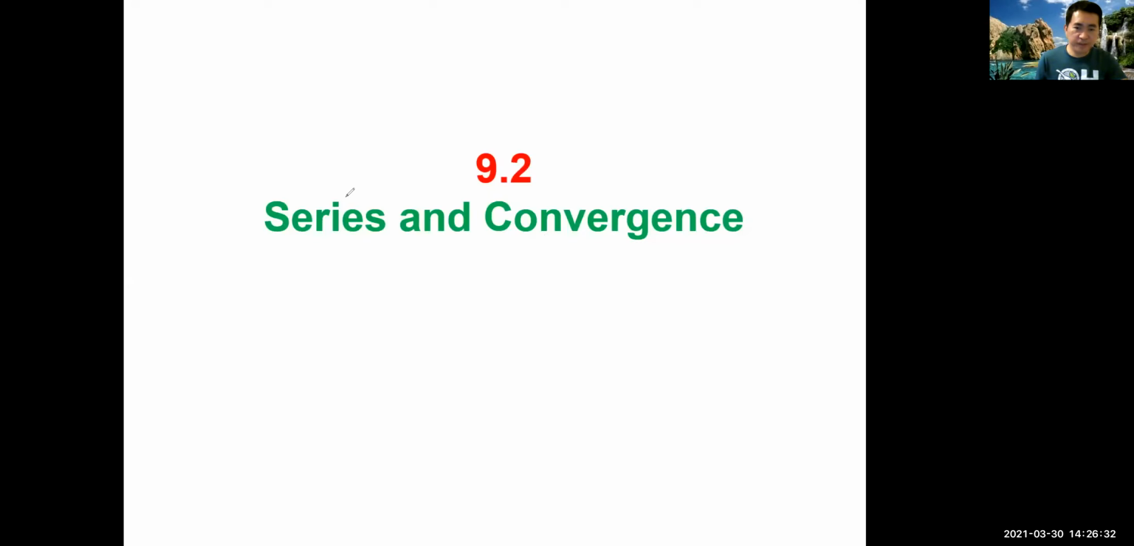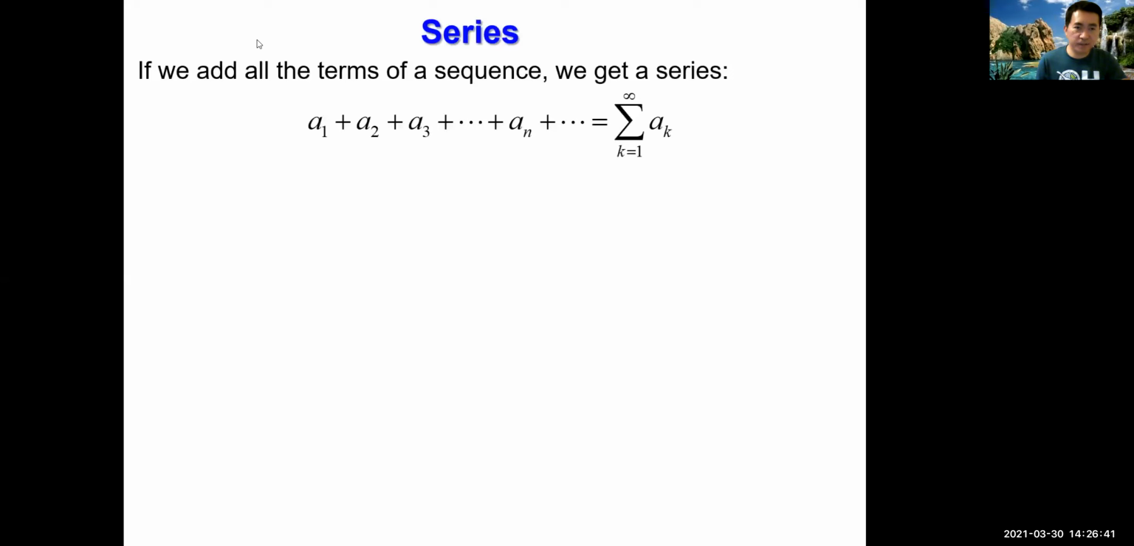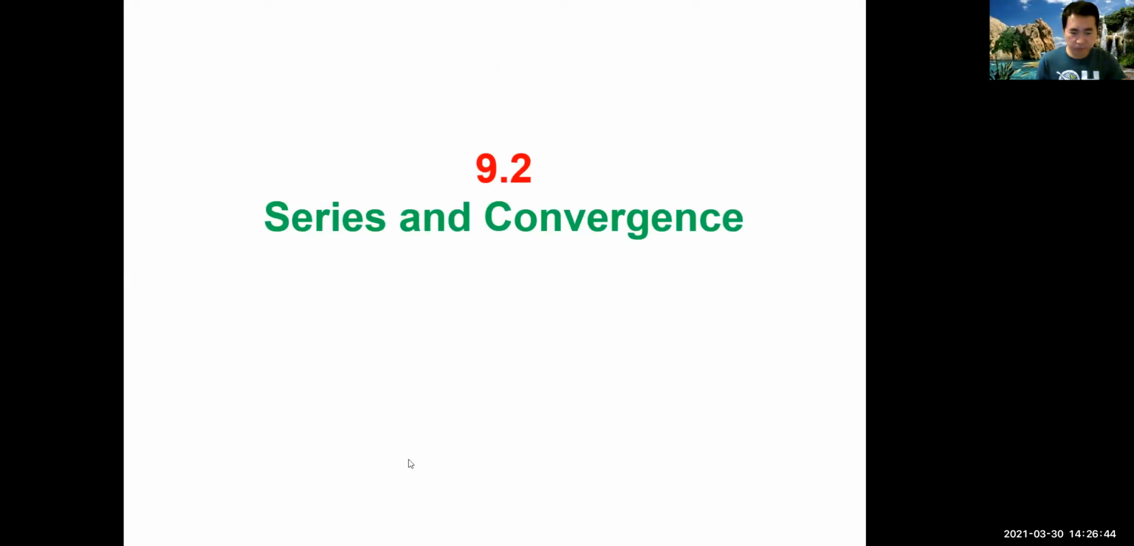This is 9.2, series and convergence. Recall the definition of a sequence: a list of numbers. If I have the sequence a sub n is 2, 3, 4, 5, or a sequence b sub n is -2, 3, -4, 5, -6, 7, and so on.